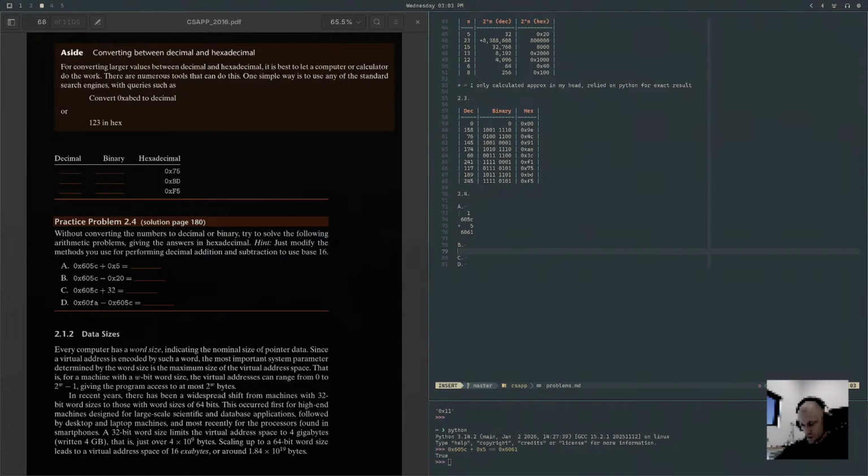Then B here is going to be 605C minus 20, and this is going to be a minus operation. So we do C minus 0 is equal to C, and then 5 minus 2 is equal to 3. That wasn't hard.